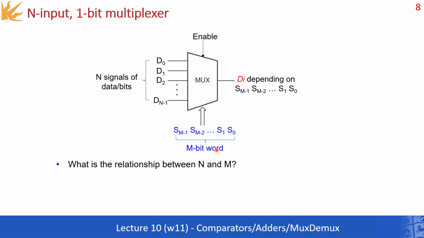The answer is 8. And in the general case, if you have n different inputs, you need at least m bits such that 2 to the power of m is greater or equal to n. So you can have more bits than you need, but you cannot have fewer bits than you need for the selection process.